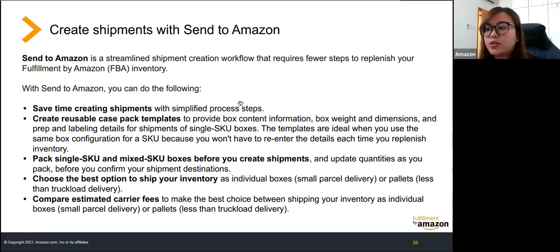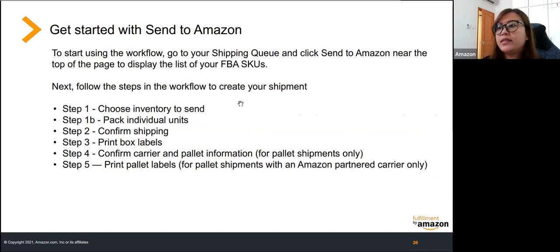You can also choose what's the best option, whether you want to do small parcel delivery or full truckload delivery. That's something that you can choose as well. And lastly, you can compare carrier fees across different vendors as well. So this is something that you can choose to opt for when you're on FBA. So this is a 5-step process, and how to get started in this workflow is number 1, choose the inventory that you would like to send.